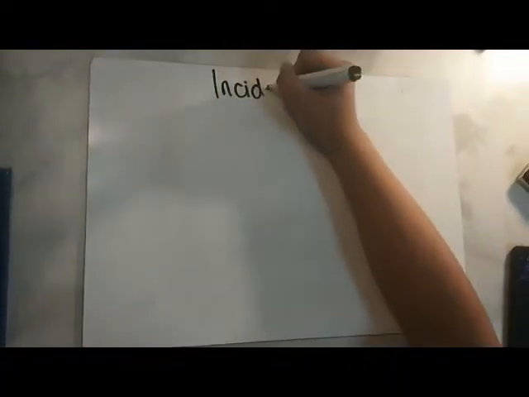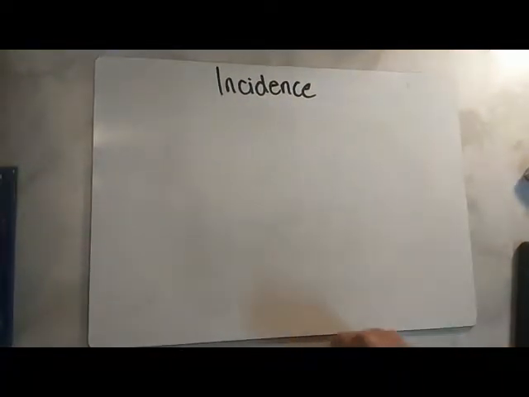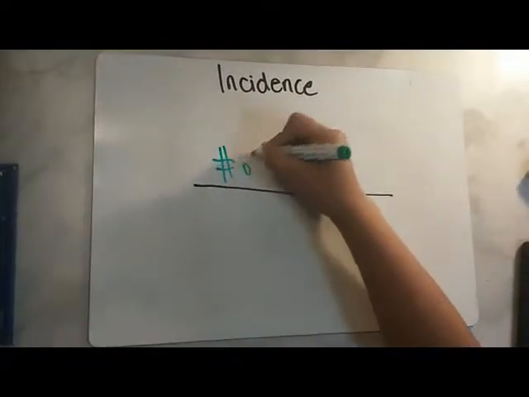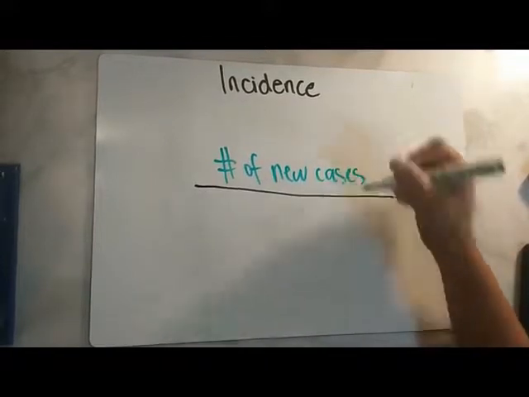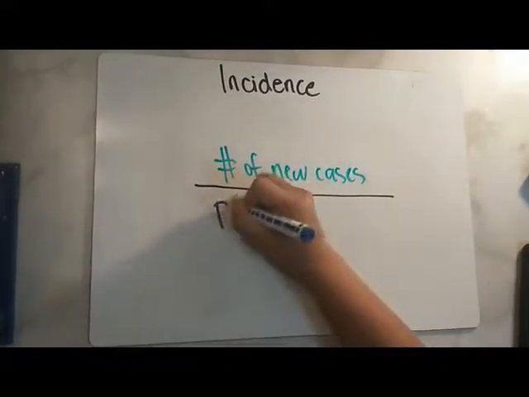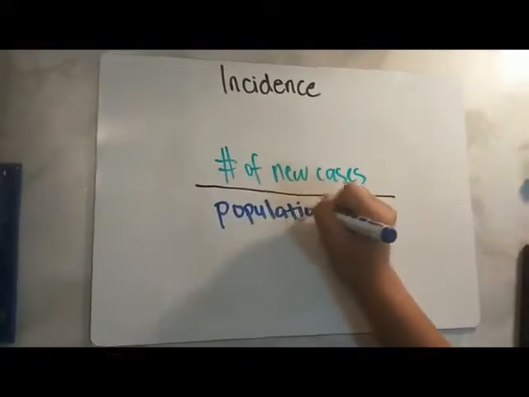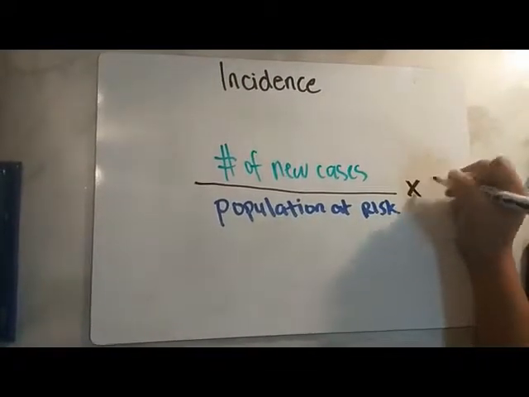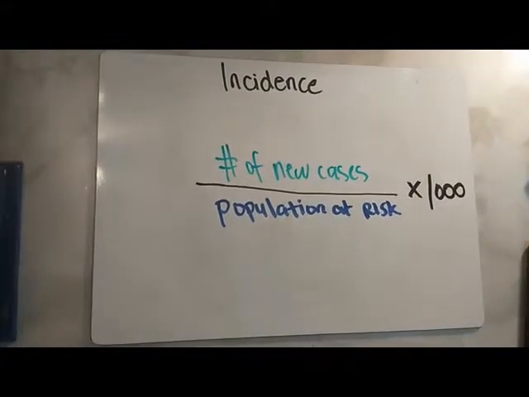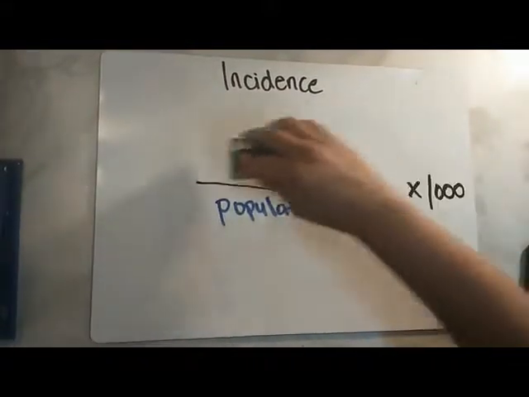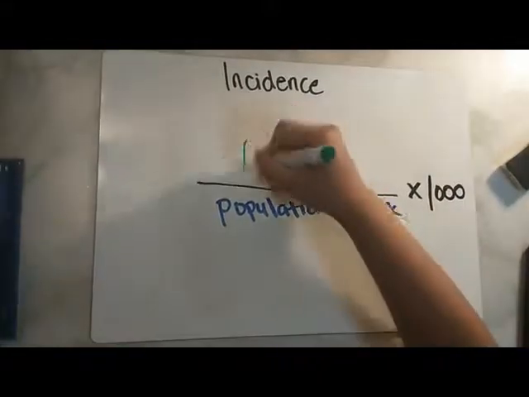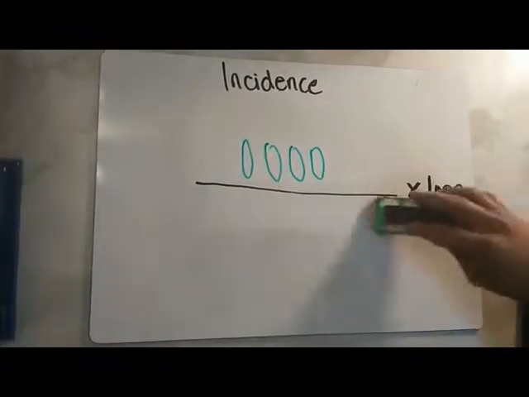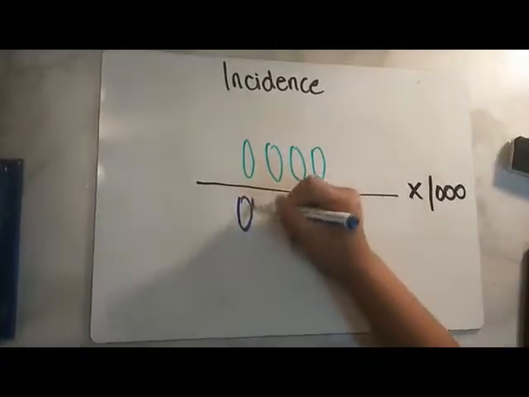Let's take an example of uterine cancer during a given year. The incidence of disease represents the rate of occurrence of new cases arising in a given period in a specified population. So the numerator would be the number of new cases and the denominator would be the population at risk as discussed earlier. Let's say there are 4 new cases over 10 population. We would multiply that by 1,000 to get our incidence rate for the year.